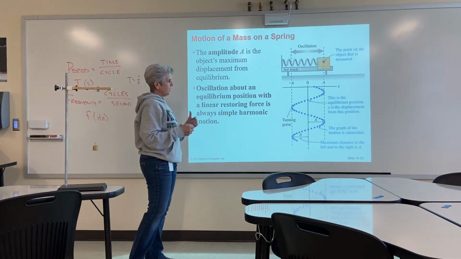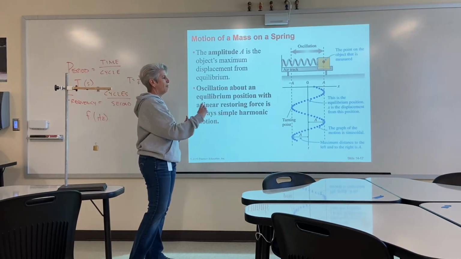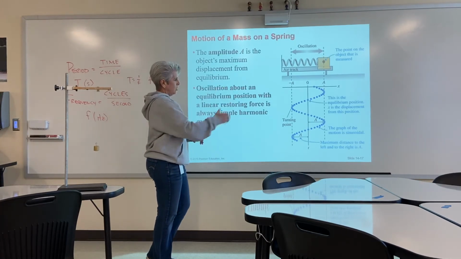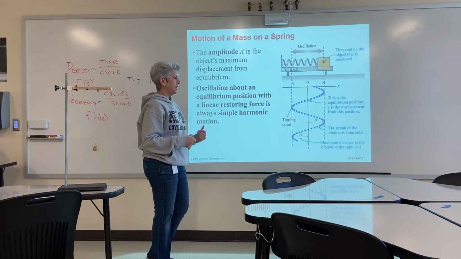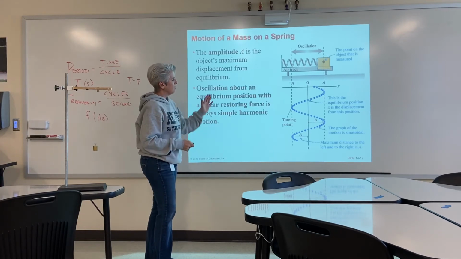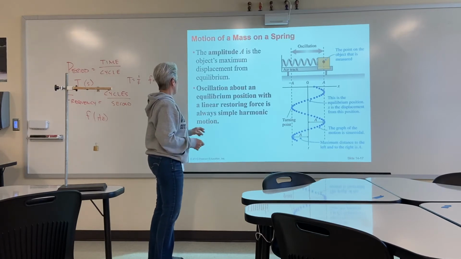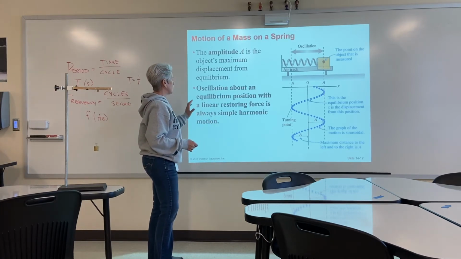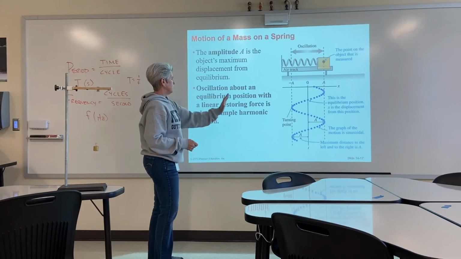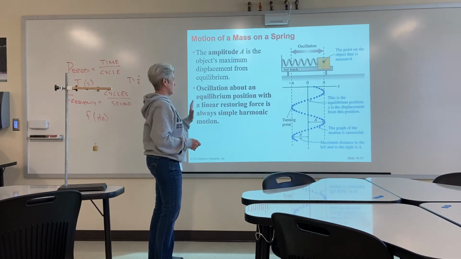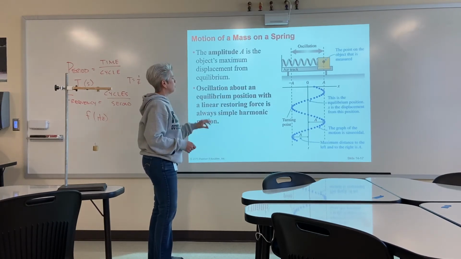So wherever that object is going to turn around and go back the other direction, the distance from that equilibrium position to that maximum displacement, that is your amplitude. So here they've graphed a positive and negative amplitude. Oscillation about an equilibrium position with a linear restoring force is always simple harmonic motion.